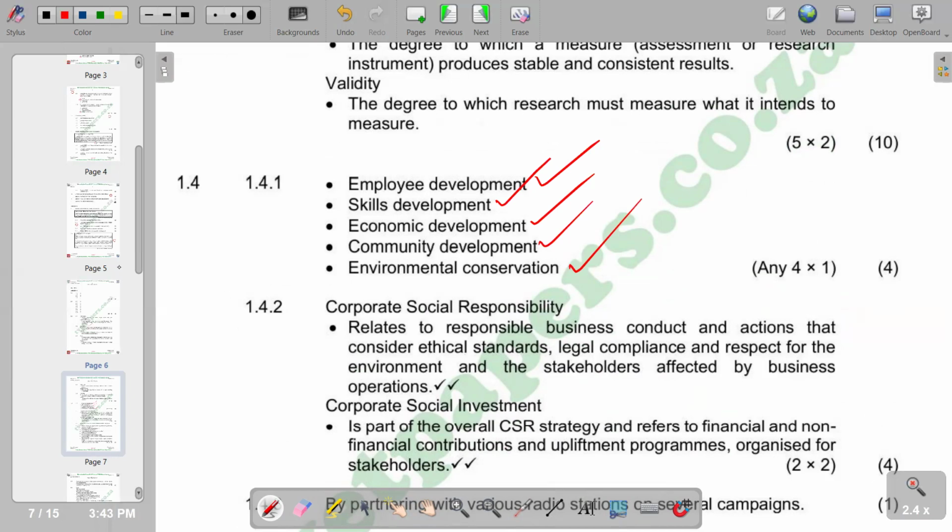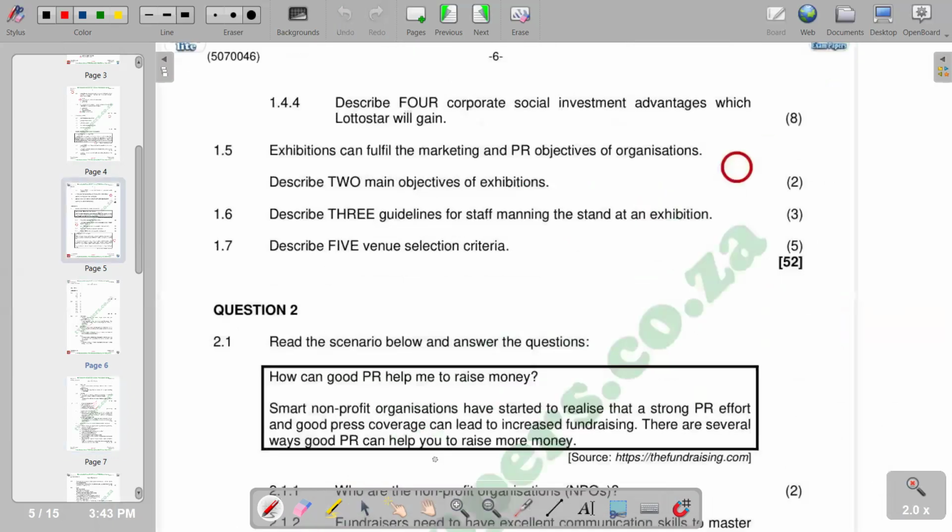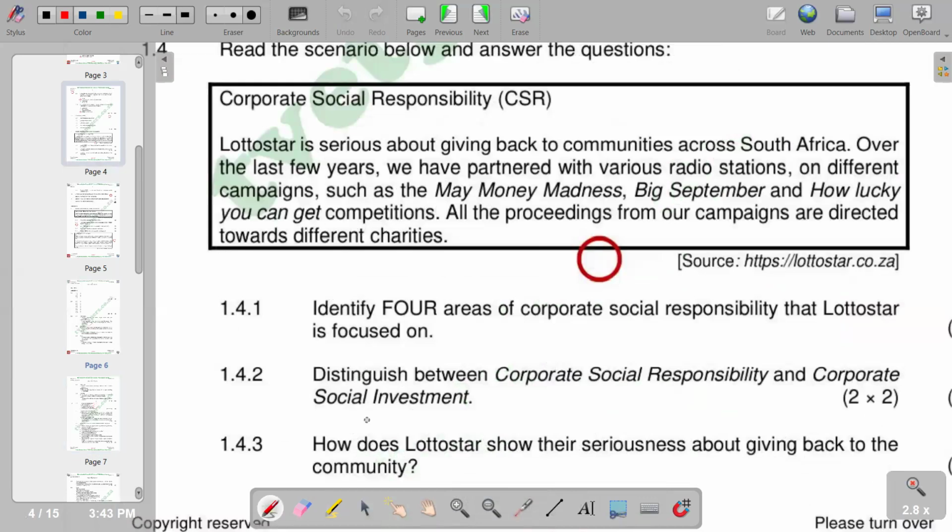Then we move on to the next question, 1.4.2: the distinction between corporate social responsibility and corporate social investment. Corporate social responsibility relates to responsible business conduct in terms of the environment in which the business is operating, and also in terms of the stakeholders within the operations of that business. That is corporate social responsibility.